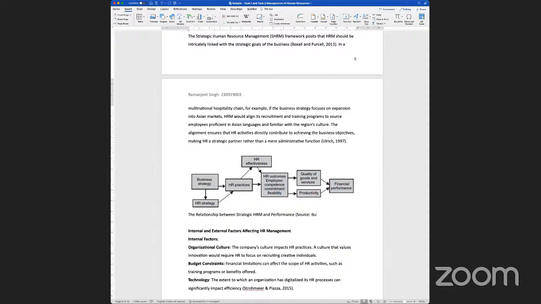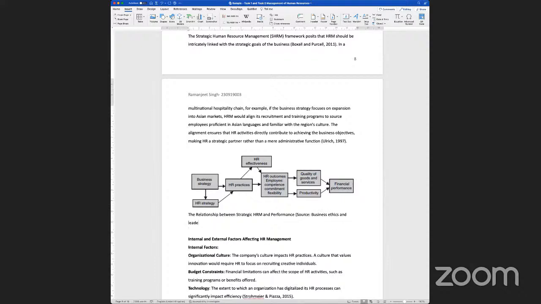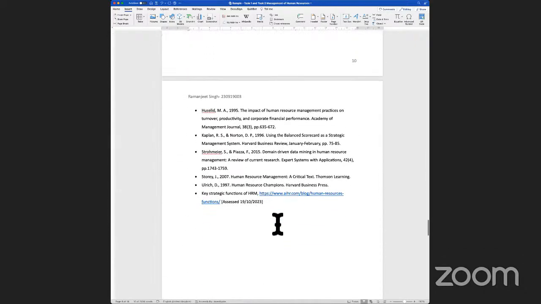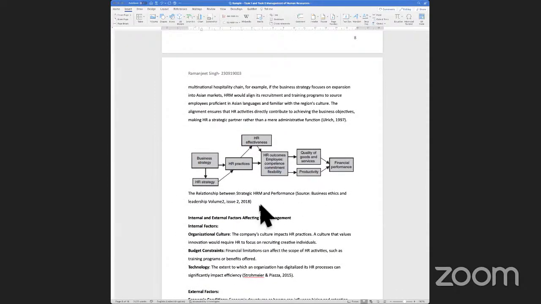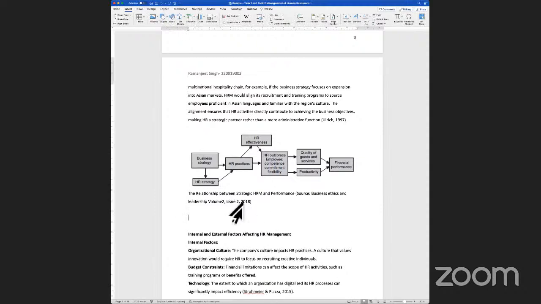And this is from Business Ethics and Leadership. It's from a journal that I've taken, volume 2, issue 2, published in 2018. So you could say Business Ethics and Leadership volume, but this part of it would be the detail which will come into the referencing towards the end, and that would allow you to refer to it properly. Now, this particular model highlights the connections between the business and performance and the HR objective side of things.